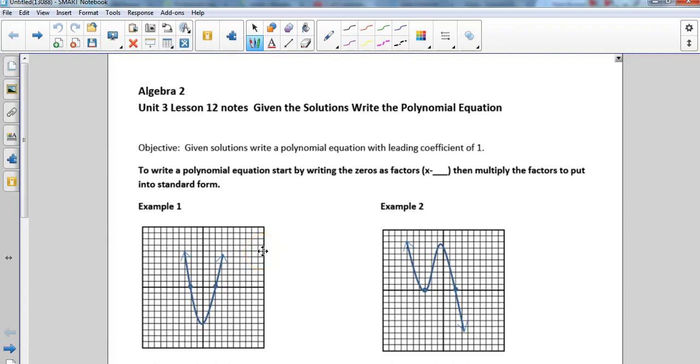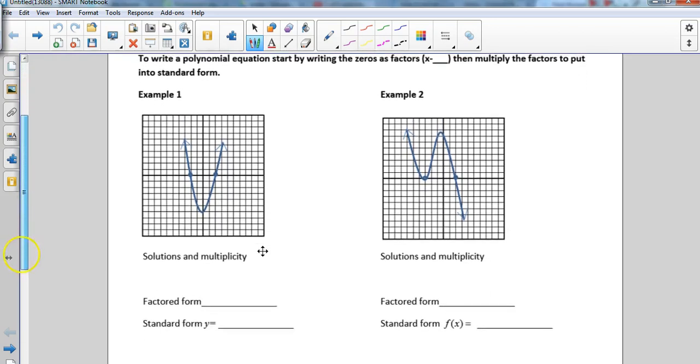Okay, last lesson of the unit, lesson 12. Given the solutions, write the polynomial equations. Now we're working backwards. So to write a polynomial equation, start by writing the zeros as factors, x minus whatever your zeros were. Then multiply out to get the standard form. So once again, we're working backwards.